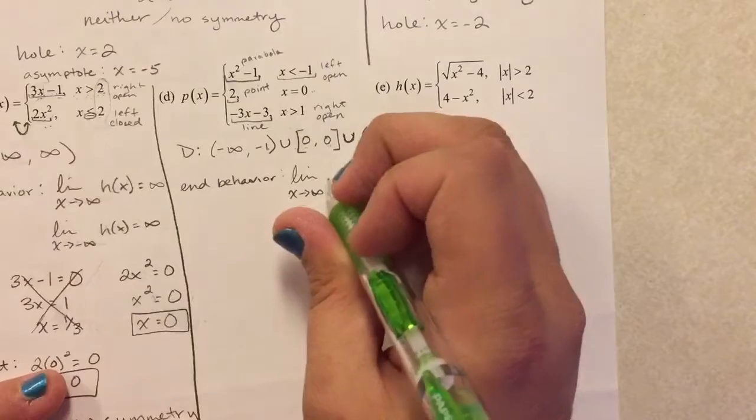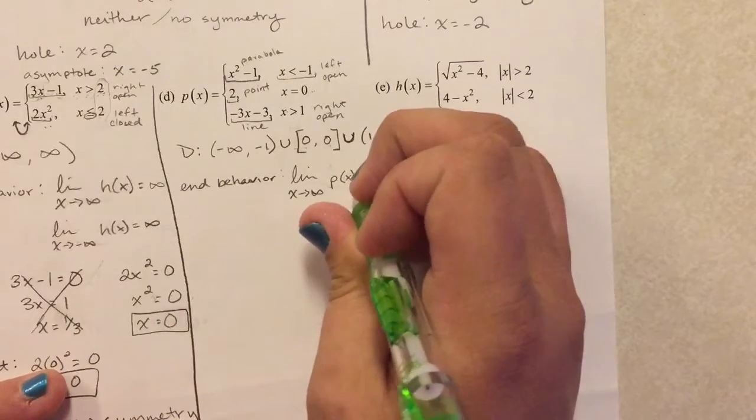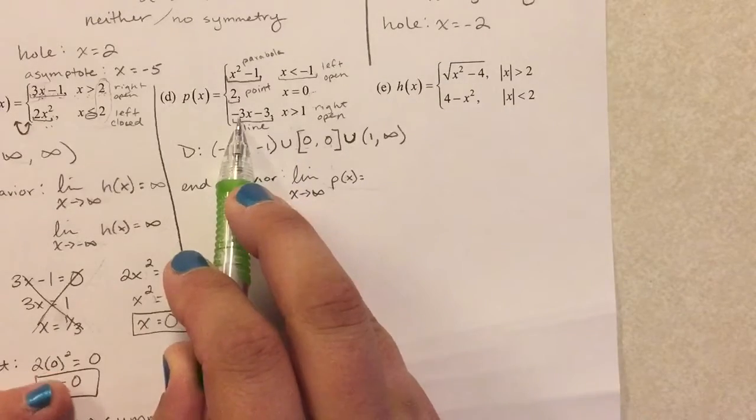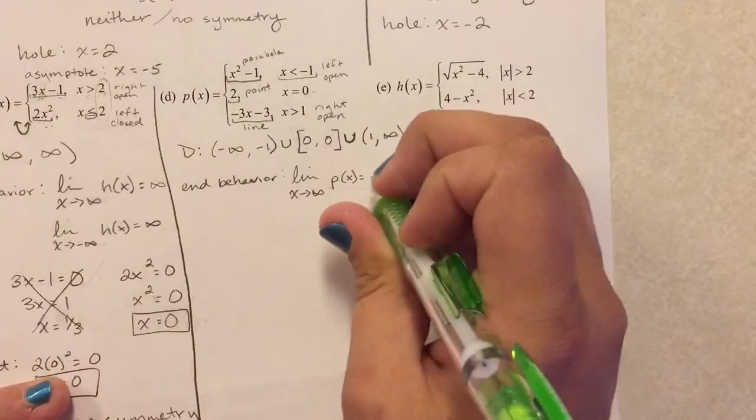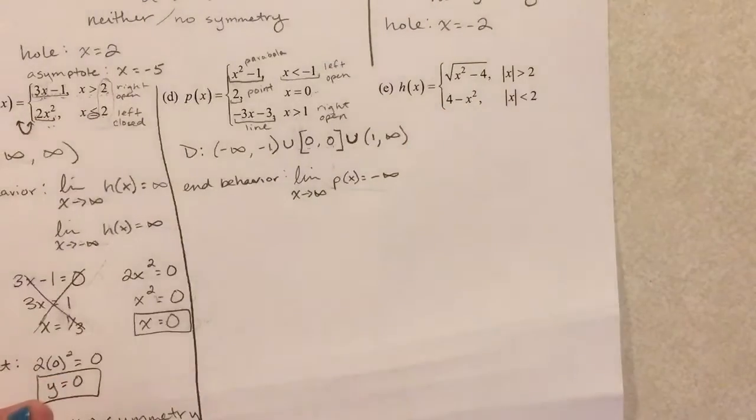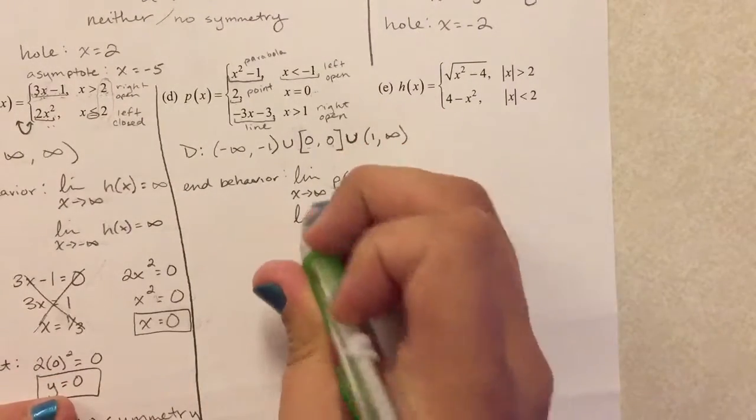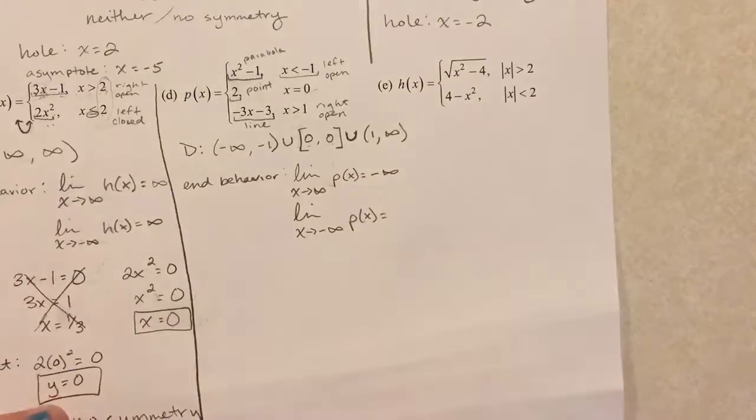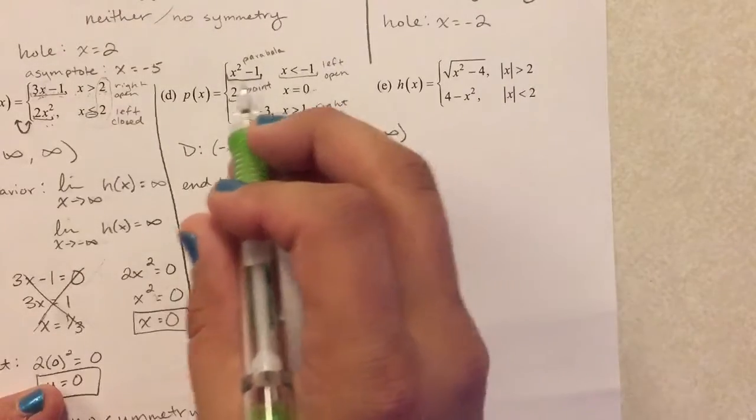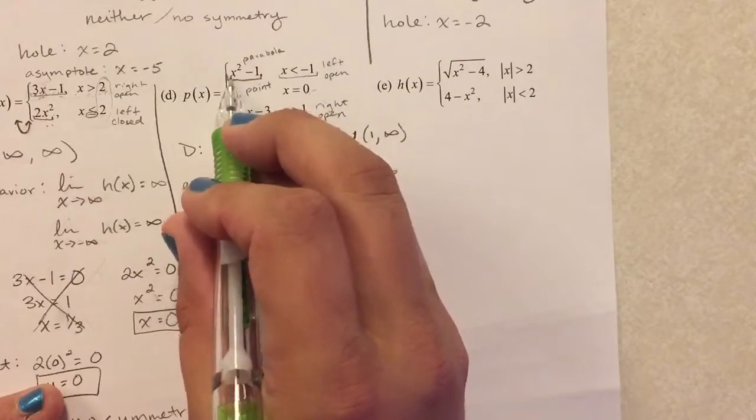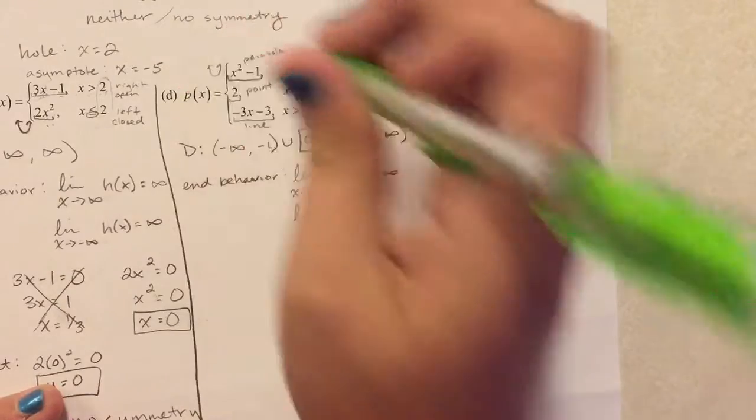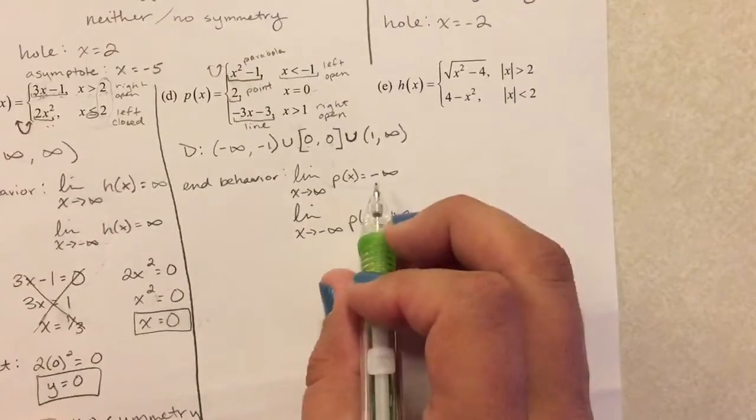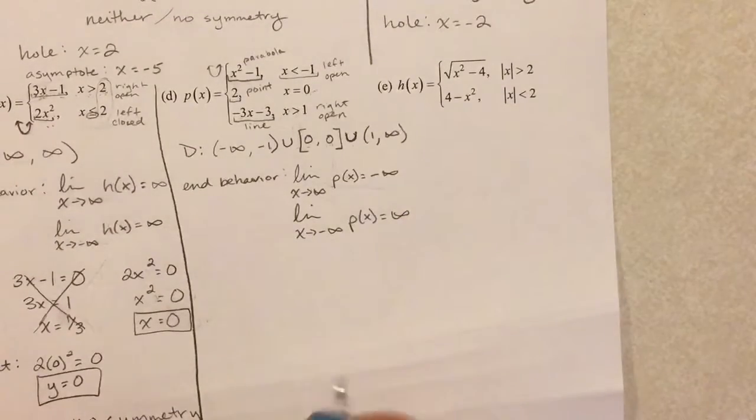So as we're going to the right, this function is on this arm. This arm is a line that has a negative coefficient. So as we go to the right, this function is going down. So this function is going to -infinity. As we go to the left, this function's on this arm. This is a parabola with a positive coefficient, so it's going up for both. So this is going to positive infinity. Okay, so it's going to -infinity on the right, positive infinity on the left.